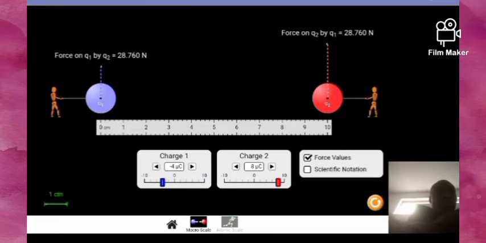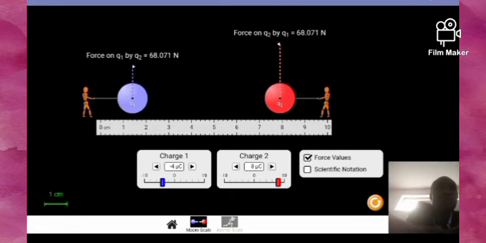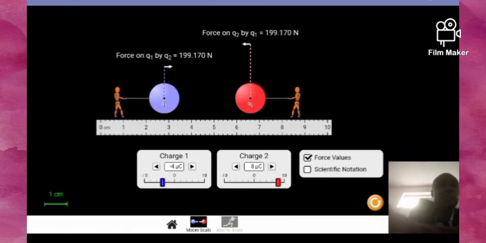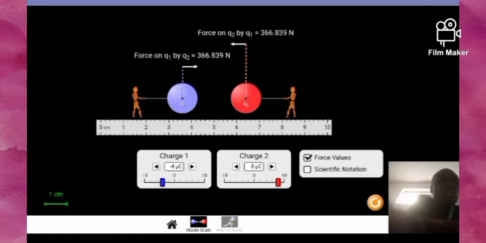If you see the distance, you can notice that the force on Q1 by Q2 is just 28.760 Newtons, and the force on Q2 by Q1 is also the same magnitude. And let's check their directions. Now as I pull closer, take a look at their directions. You can see that charge Q1 is pulled to the right, and the force acting on it by Q2 is the same as the force acting on Q2 by Q1, but their directions are opposite.